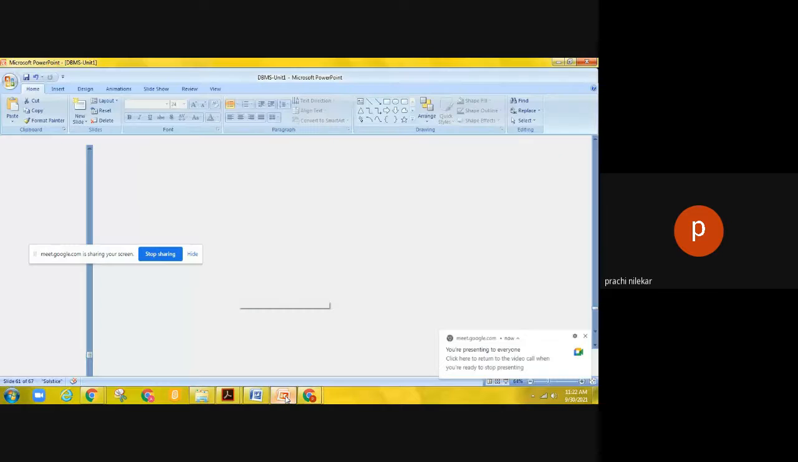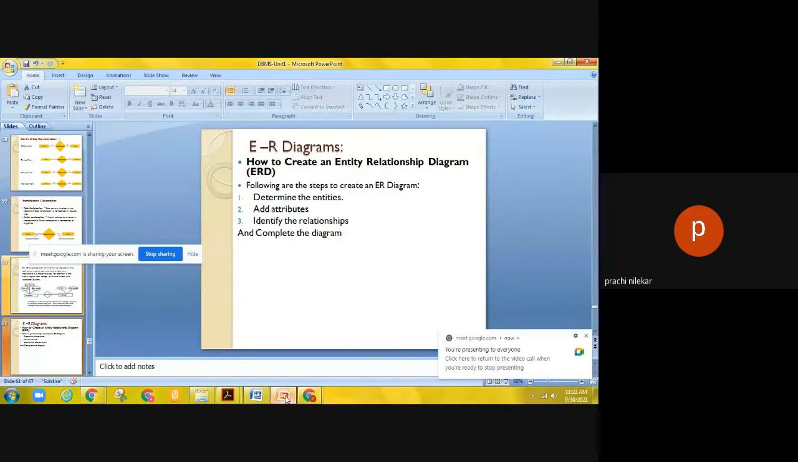These are the general steps. First, determine the entities. First of all, determine the entity from the given problems. Customers and end users come with their requirements to the organization. We first listen to those requirements and determine the entities. How are we going to determine these entities?